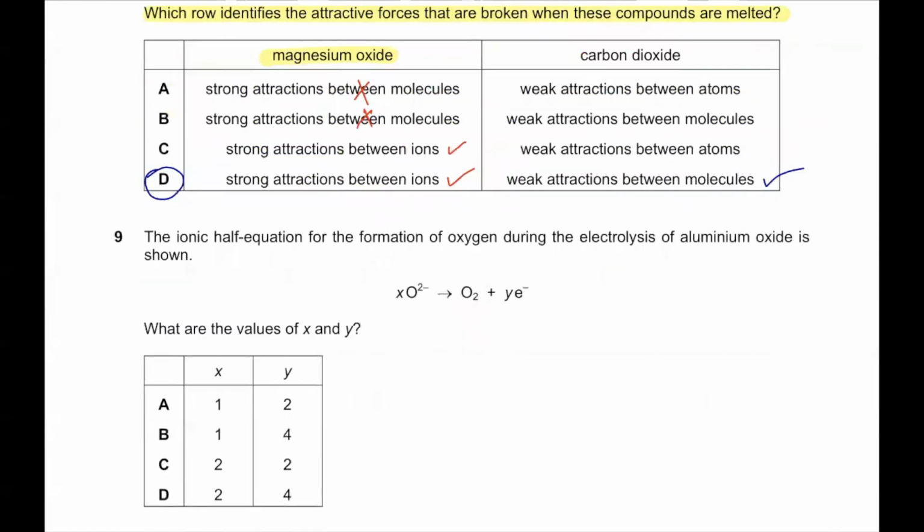Question 9. The ionic equation for the formation of oxygen during electrolysis of aluminium oxide is shown: XO2- producing O2 plus Y electrons. Now we know that 2 O2- ions produce one oxygen molecule, and as a result each oxide loses 2 electrons. So there will be a total of 4 electrons. So X equals 2 and Y equals 4. So 2 and 4, D is the correct answer.